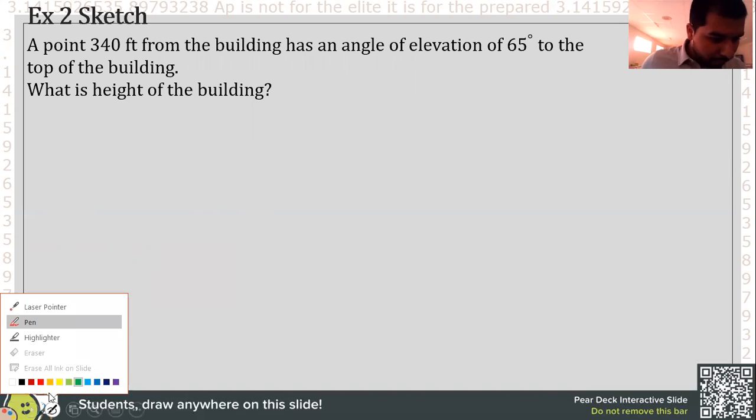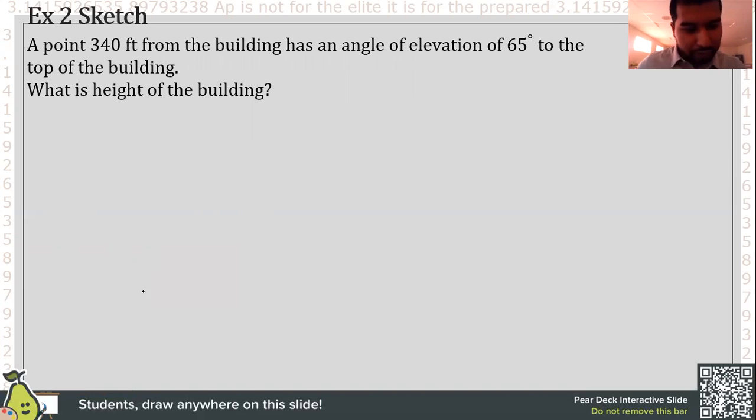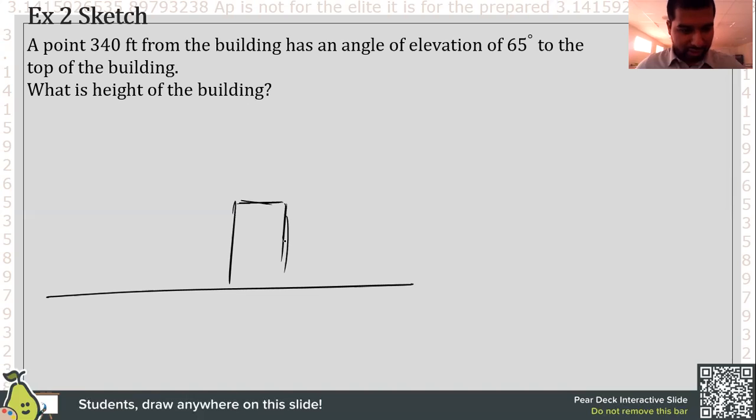So we have something very, very similar, because sometimes the hardest part is learning how to draw it. So we have the building, right? And again, guys, I'm not the best drawer. You can clearly tell from that horizontal line, totally horizontal. So the top of the building, right?